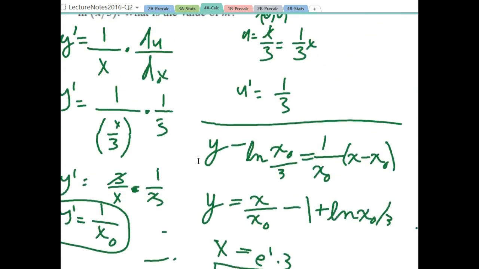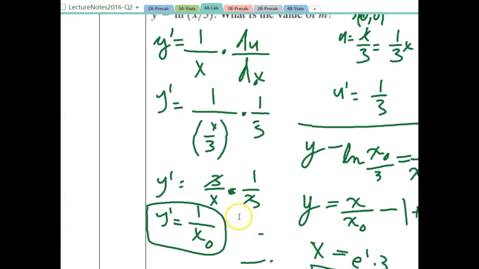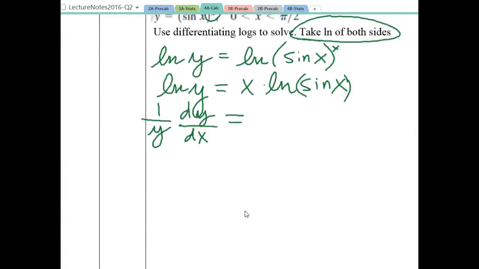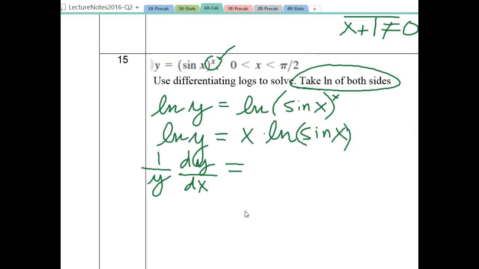And that one was, it's here somewhere, this one right here. So what we did is we started this problem. I'm going to rewrite it down here. We had y equals sine of x raised to the x power.